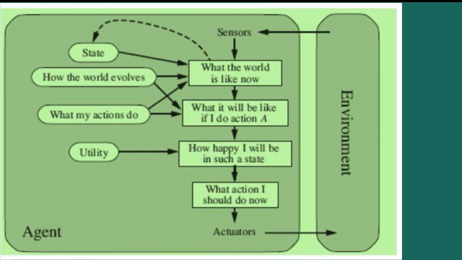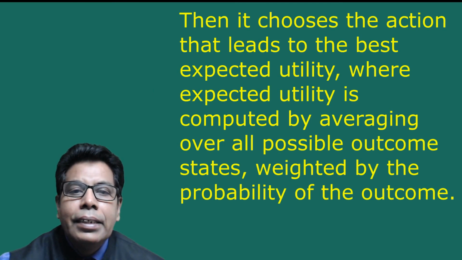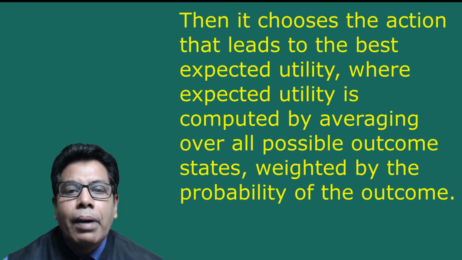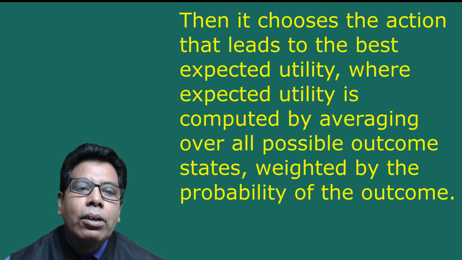Here the sensors are used to obtain the current percepts from the environment. Then the current percept is combined with the old internal state to generate the updated description of the current state based on the agent's model of how the world works. It uses a model of the world along with the utility function that measures its preferences among states of the world. Then it chooses the action that leads to the best expected utility, where expected utility is computed by averaging over all possible outcome states weighted by the probability of the outcome.